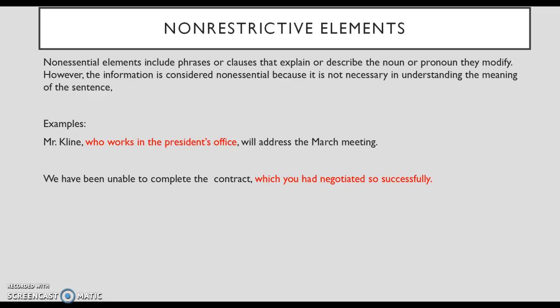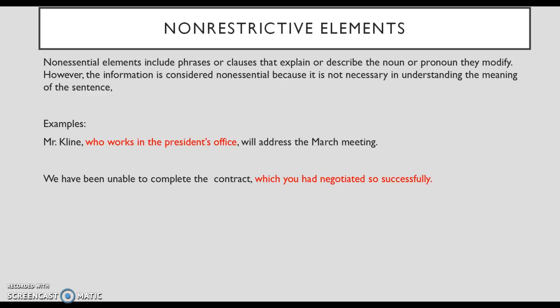Non-restrictive elements. Non-essential elements include phrases or clauses that explain or describe the noun or pronoun they modify. However, the information is considered non-essential because it is not necessary in the understanding of the meaning of the sentence. Example, Mr. Klein, who works in the president's office, will address the March meeting. If we take out the words in red, it says Mr. Klein will address the March meeting, and it still makes sense. So those are non-essential words in red.